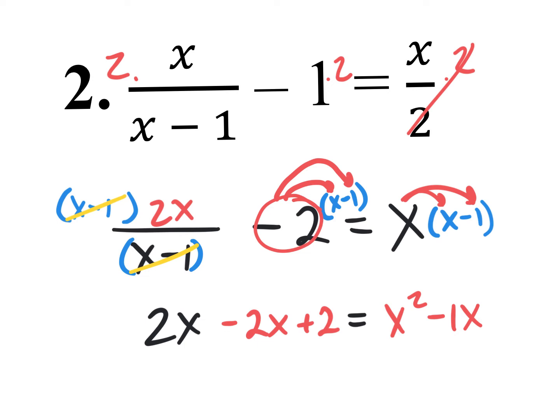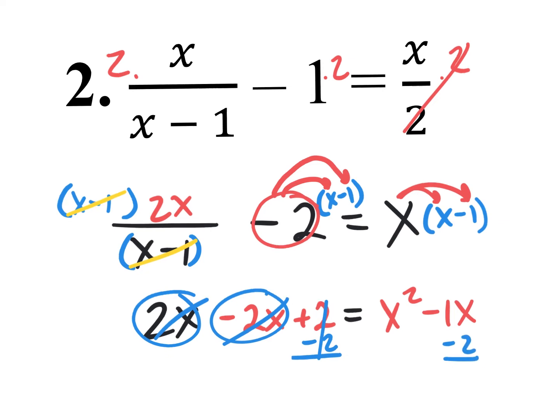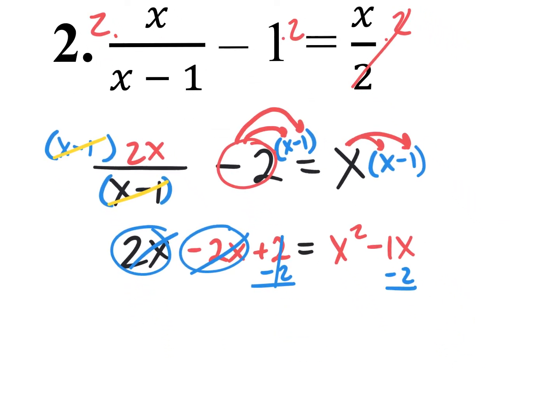Okay. Let's set it equal to 0. And you know what? Even before setting it equal to 0, I'm noticing this is a 2x right here, and this is a negative 2x right there. I could just combine those right now. That and that will cancel out. Disappears. So all I really need to do is move this 2 over to the other side by subtracting it. And what I have is 0 equals x squared minus 1x minus 2.